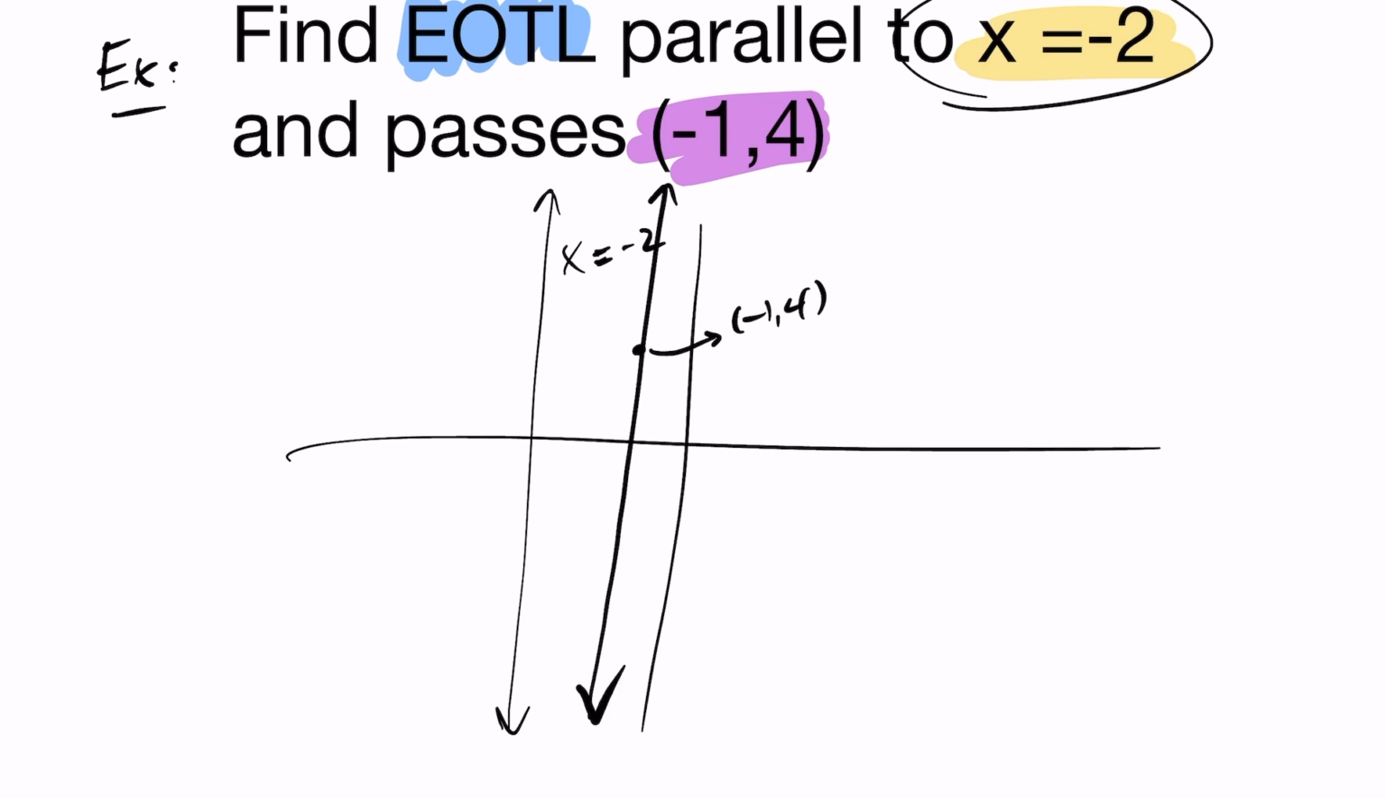And this is a line that's parallel. So because it's a line that's parallel, it's going to be an x equals equation. x equals what? x equals negative 1. And that creates my equation that is parallel.